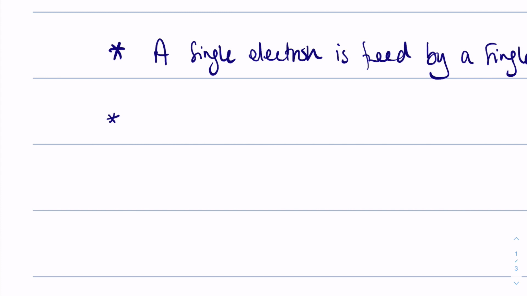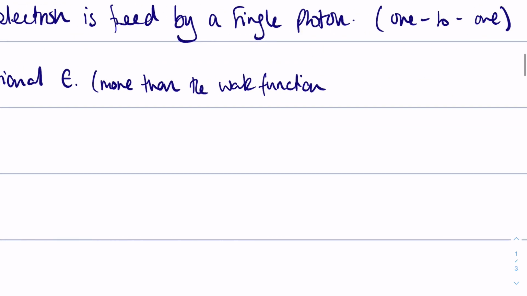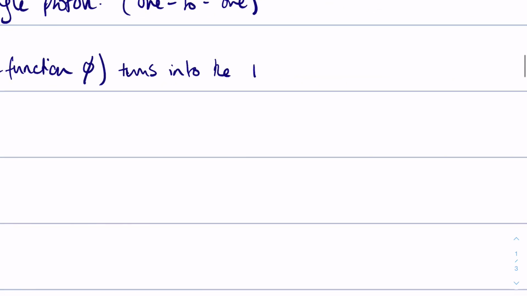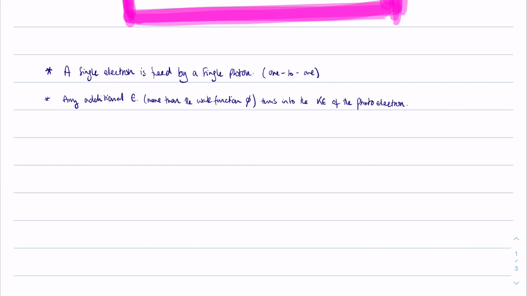The second thing I wanted to cover is any additional energy, i.e. more than the work function, phi, turns into the kinetic energy of the electron, and technically the photoelectron. So with those 2 points in mind, we can continue.